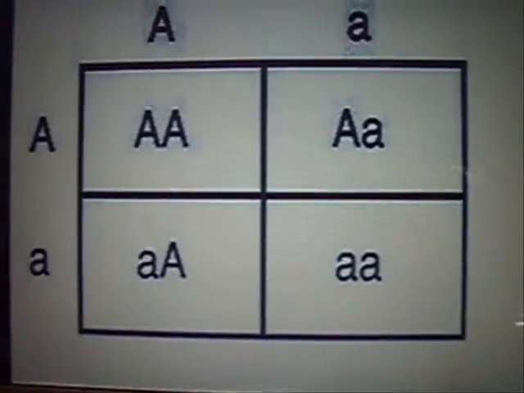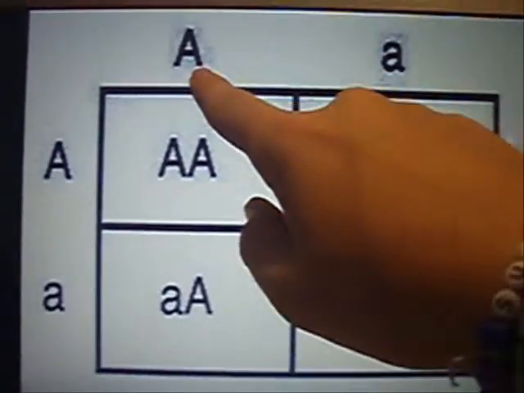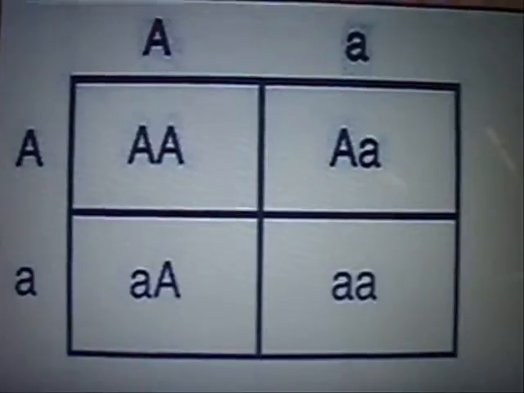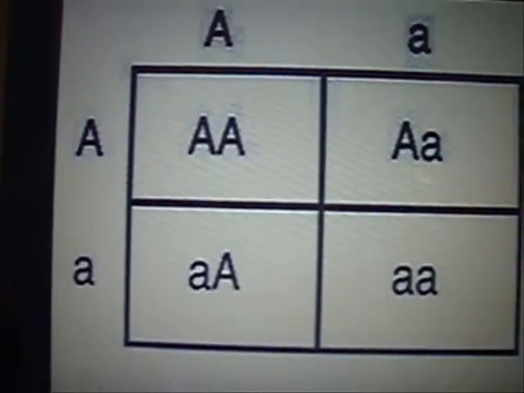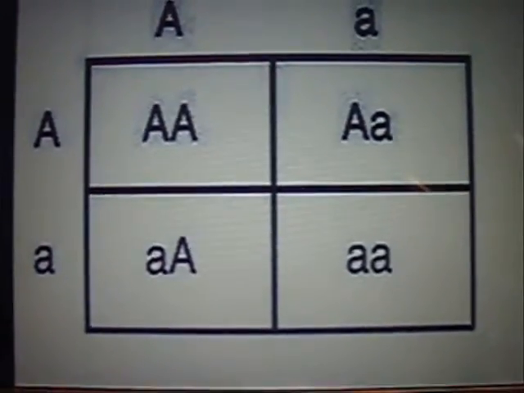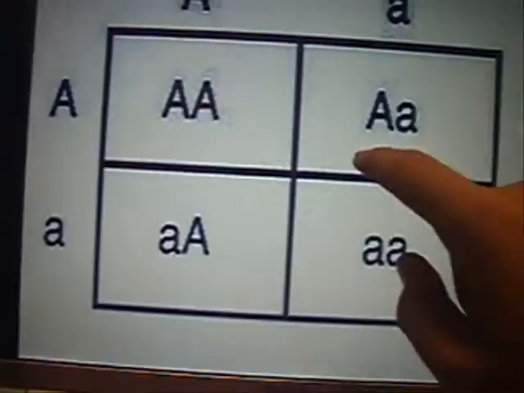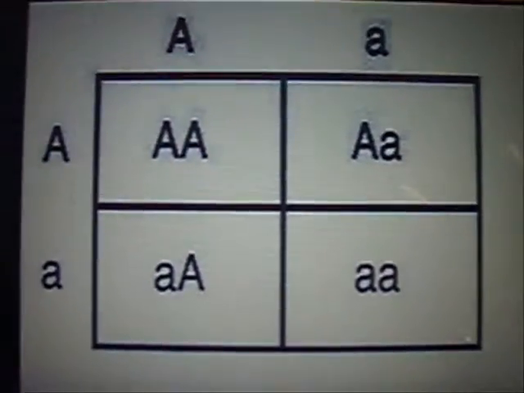I'm pretty sure you all know how this works. Capital A is the dominant gene, lowercase a is the recessive, and once you cross them, you have the offspring. These are the parents. This is the F1 generation, or F2 if the two parents are from the F1 generation.